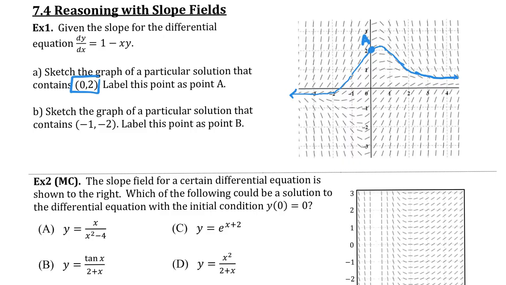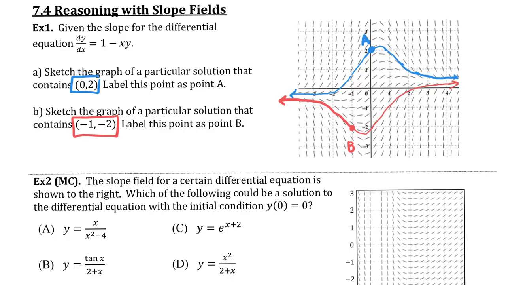Okay, let's look at B. B says sketch the graph of a particular solution that contains (-1, -2). Label this point as point B. So (-1, -2) is here. Let's call that B. I'm going to use the slope field to sketch which way this is going. It looks like it's going up, positive slope, and then it levels off here, which looks like some kind of asymptote. Now look on the left side of B. It goes this way, this way, and it's also leveling off right here. So both of these graphs have the same slope field, but because of their particular solution, I can find a guess for a graph of their particular equation.